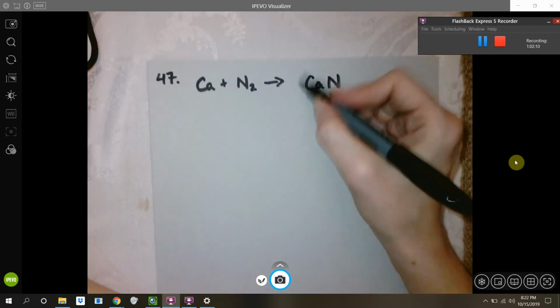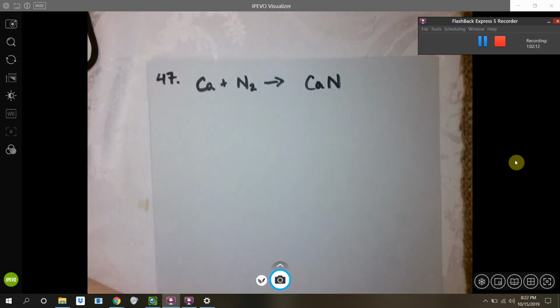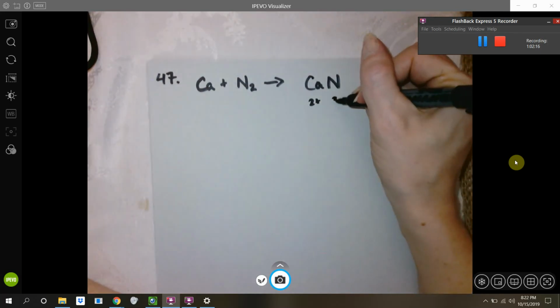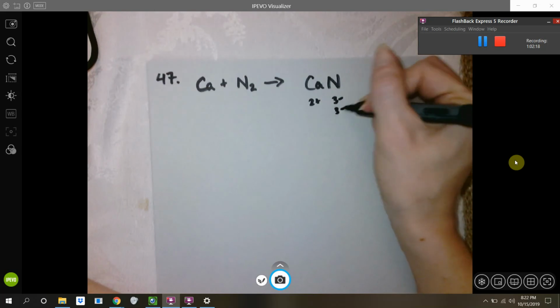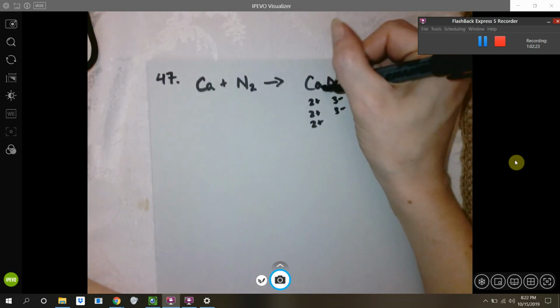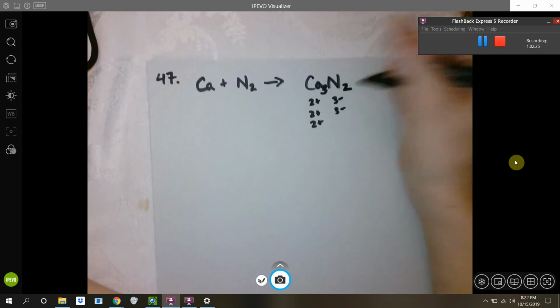And over here, when we're making calcium nitride, we better balance those charges, Ca2+ with N3-. So here we go, 6 and 6, Ca3N2. Right?